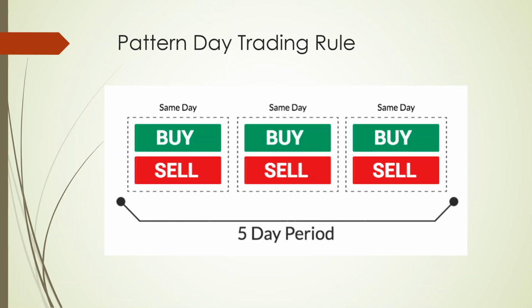So the PDT rule is, as you can see here, a rule which the SEC, which is a regulatory commission in the government, has on the stock market, which basically restricts people with less than $25,000 in their account from day trading more than 3 times in a 5-day period. So you can see that a day trade is basically a buy. You buy a stock and you sell a stock in the same day.